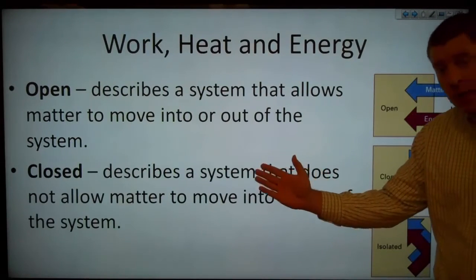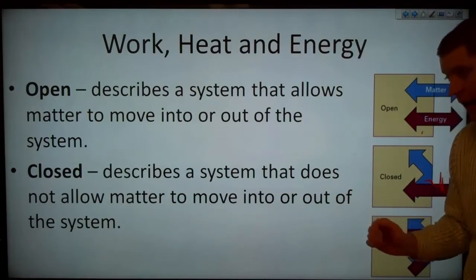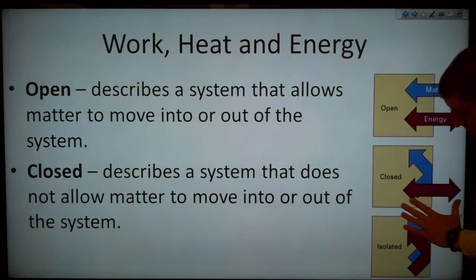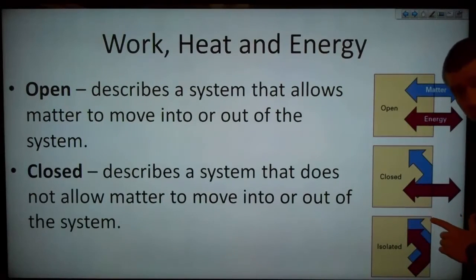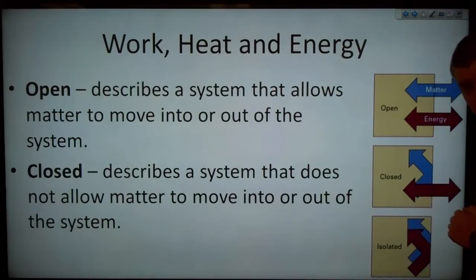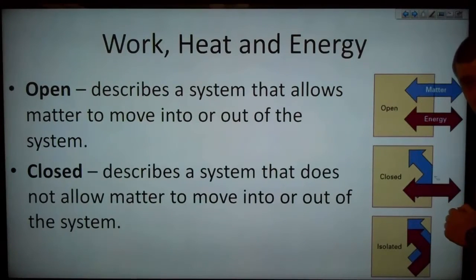On the other hand, the term closed describes a system that does not allow matter to move into or out of the system. So there we've got a system like this, where we still allow energy to flow in and out. That's why the red arrow is pointing both directions. We can allow energy to flow into the system or out of the system, but the blue arrow is not pointing out of the system. You can see that if matter strikes the wall, it stays in the system.